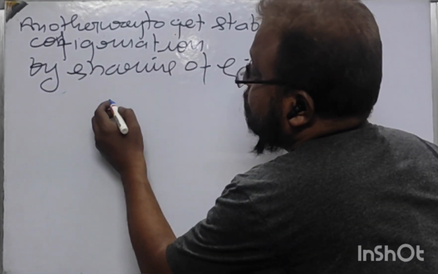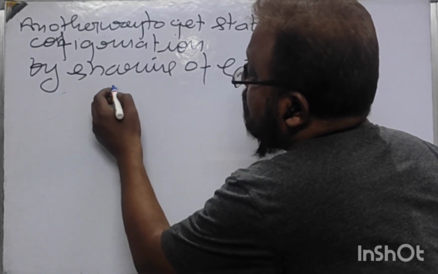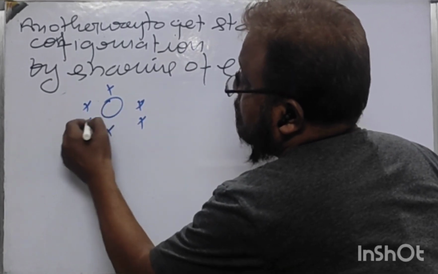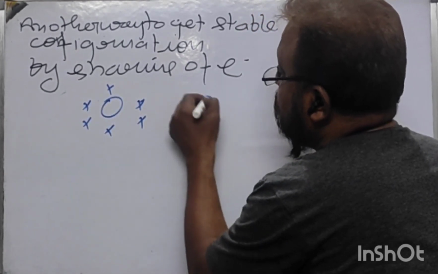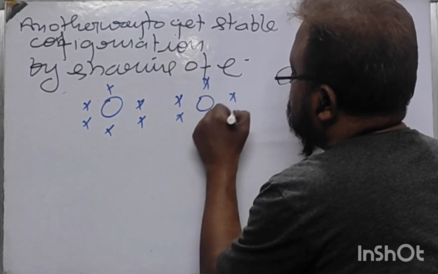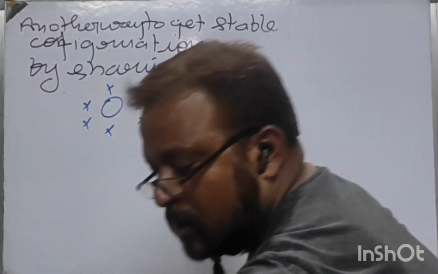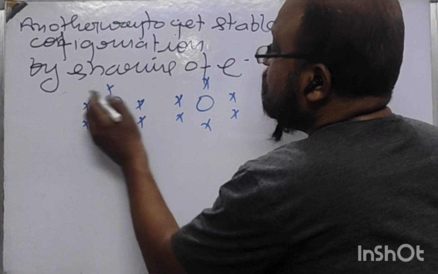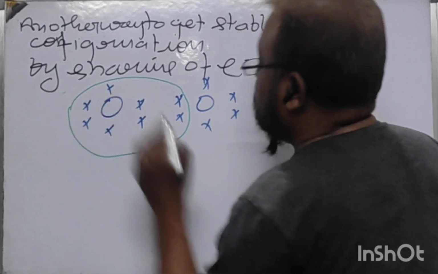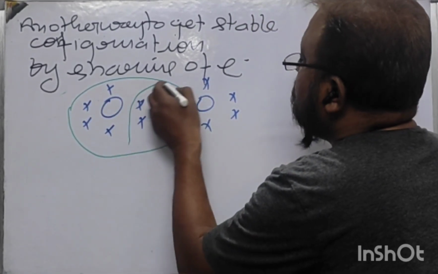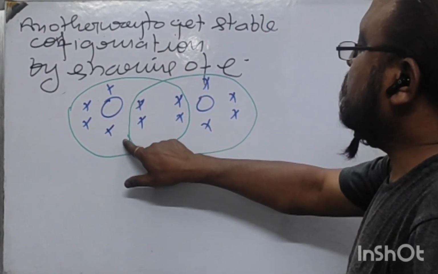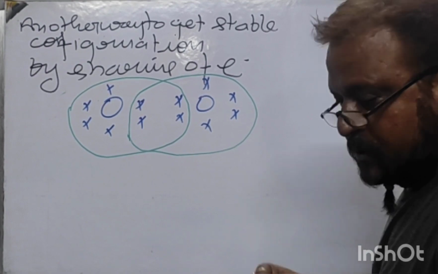Now, as a second example, say there is an oxygen atom. Oxygen has 6 electrons in its outermost shell, right? And there is another oxygen atom which also has 6 electrons in its outermost shell. So what happens? This oxygen atom takes 2 electrons from the other oxygen atom and completes its octet, and the other oxygen atom likewise completes its octet.